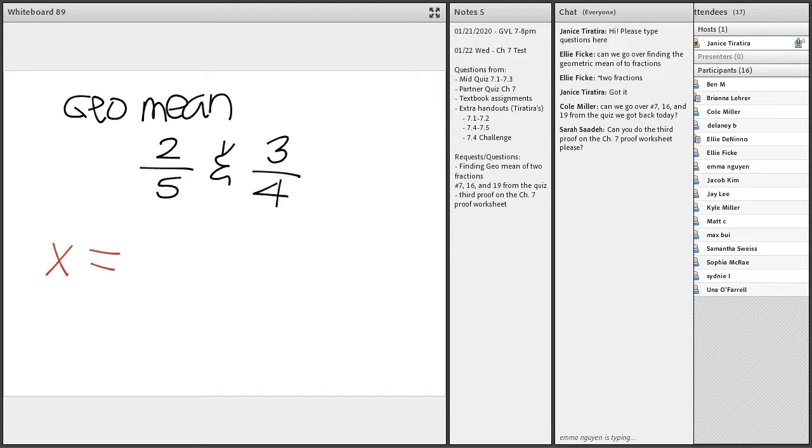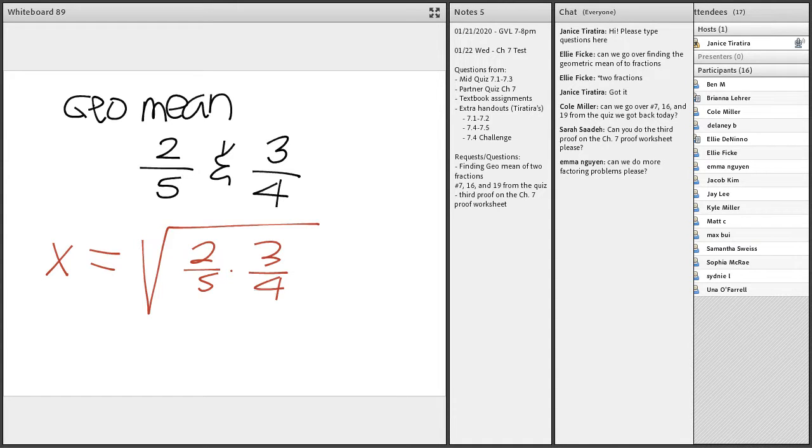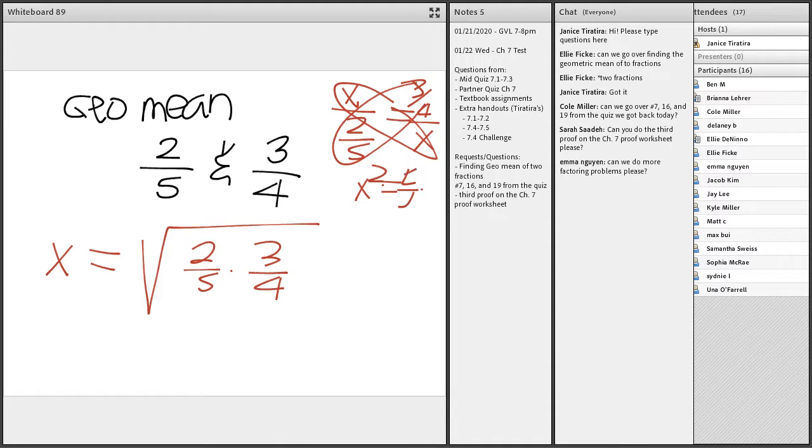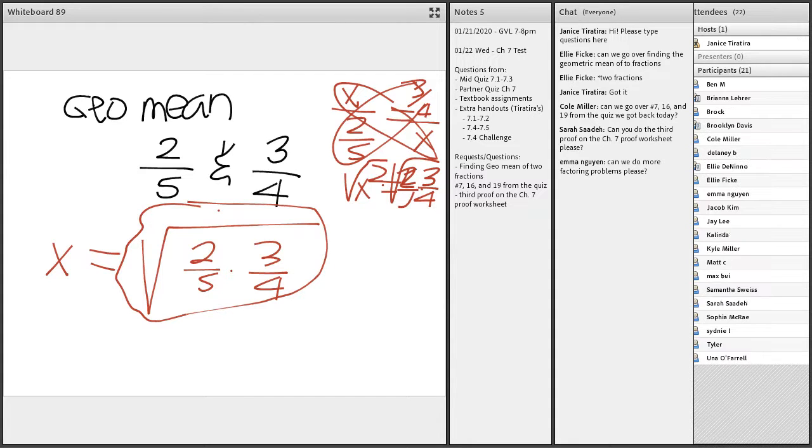We're trying to find this number, and you just multiply the two fractions and then take the square root. Earlier I showed you x over 2/5 equals 3/4 over x, or vice versa. When you do it this way, you get x squared equals the product. Then to get rid of the x squared, you square root both sides. So to cut to the chase, multiply them and then square root them. So let's multiply those two fractions.